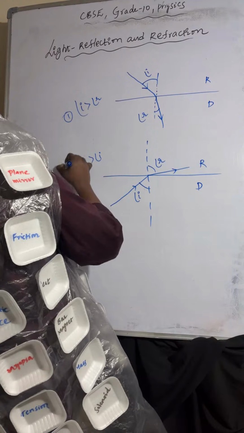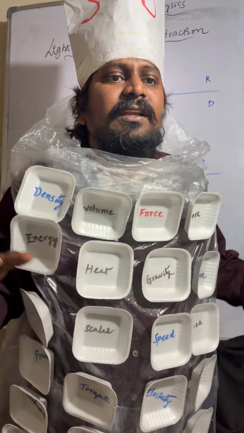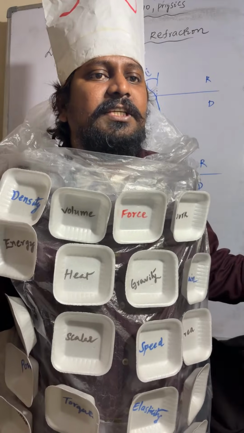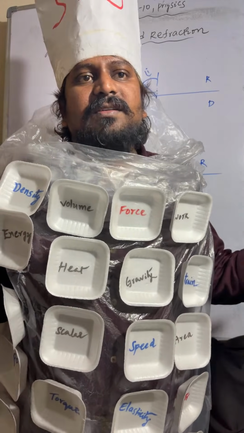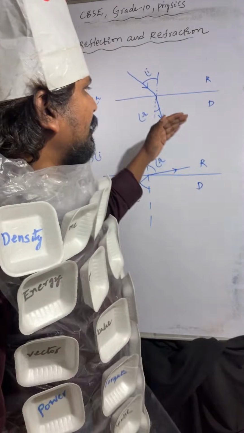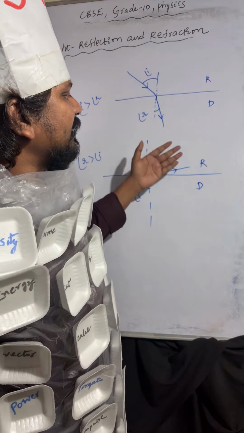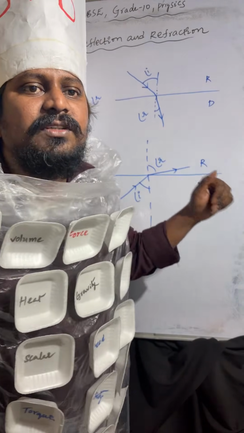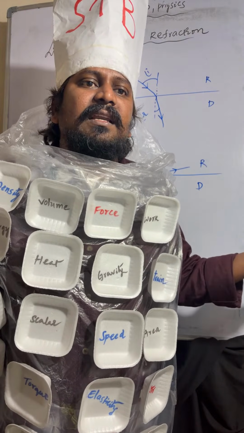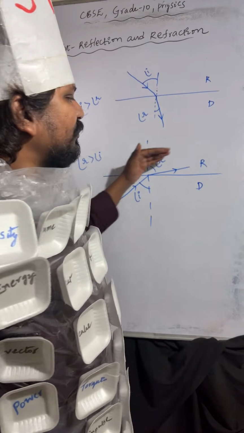Why, sir? The reason is the refractive index. At the same time, the speed of light is decreasing in the rarer to denser medium in the first case, and the speed of light is increasing in the denser to rarer medium in the second case. That is the reason it is bending towards the normal, and that's why it is moving away from the normal.